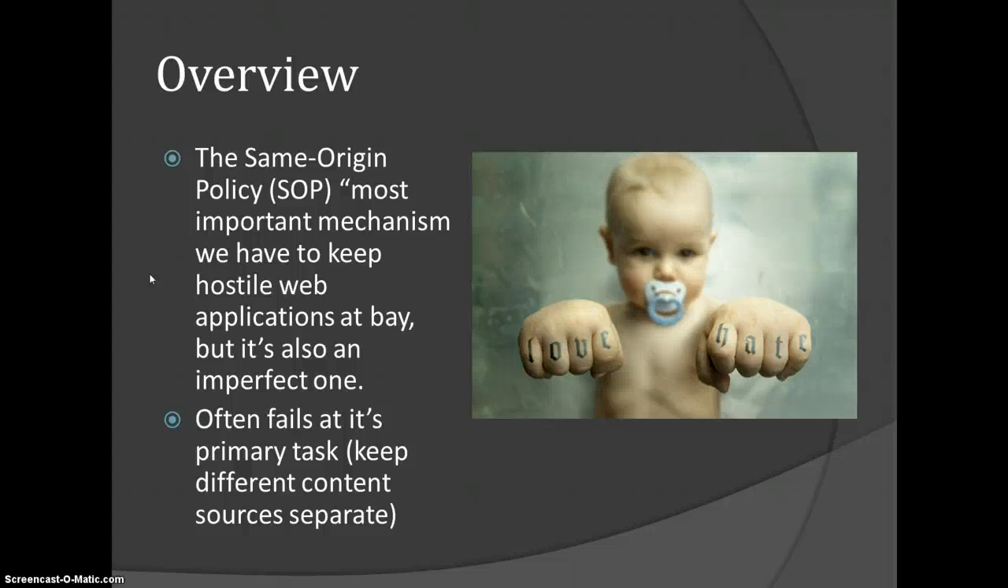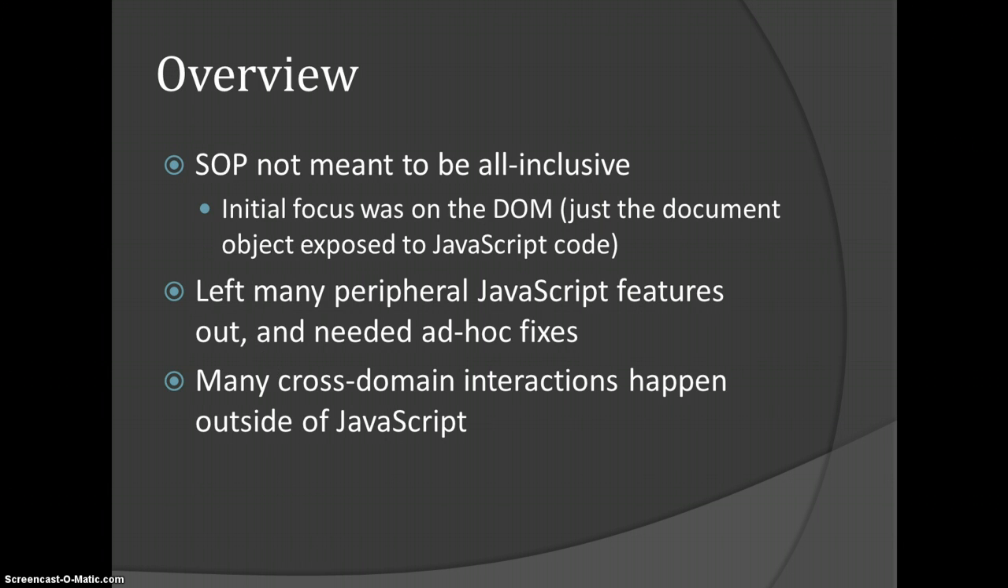Now, according to the book, the same origin policy, or SOP, and I'm going to try not to say standard operating procedure throughout this, but that's exactly what my mind thinks of every time I read that in the book. According to the author, the same origin policy is the most important mechanism that we have to keep hostile web applications at bay, but of course it is imperfect. It often fails at its primary task, which is to keep different content sources separate. One of the reasons is that it was never meant to be an all-inclusive thing when it was developed.